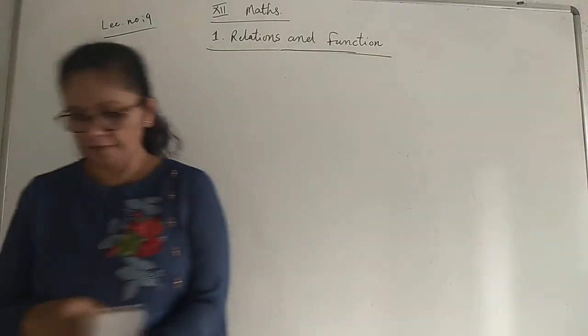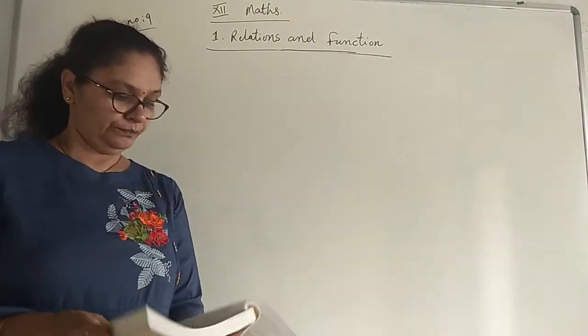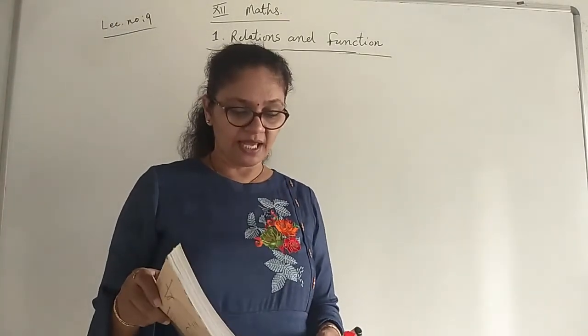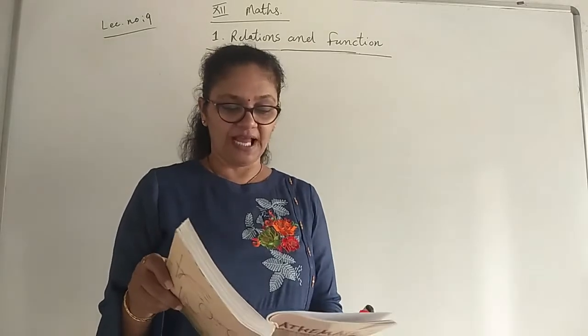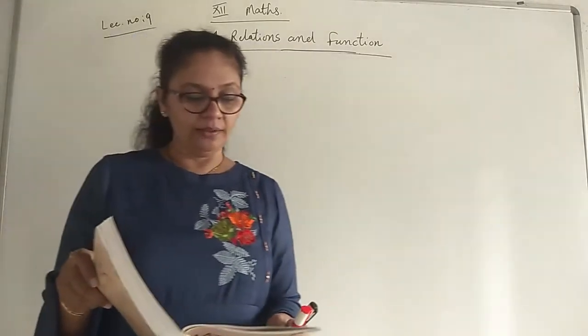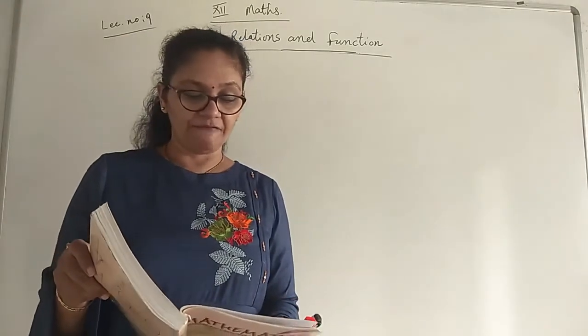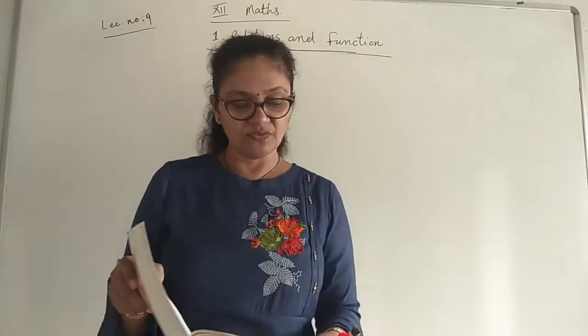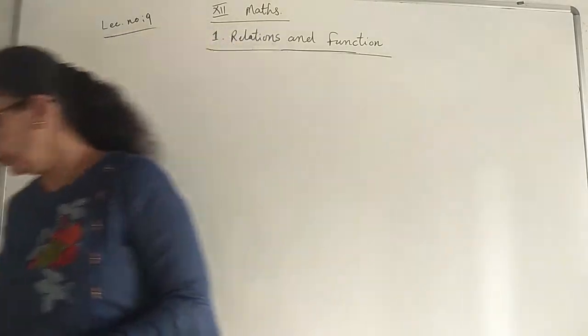Your first question, example number 7. Let A be the set of all 50 students of class 10 in a school. Let f: A → N be the function defined by f(x) equals roll number of student x. Show that this is one-one but not onto.